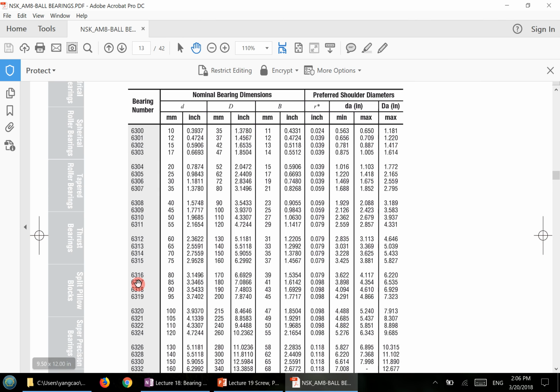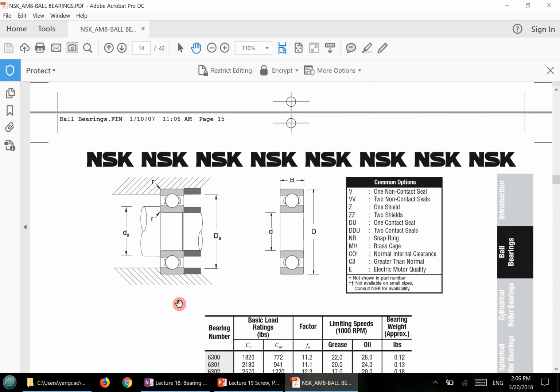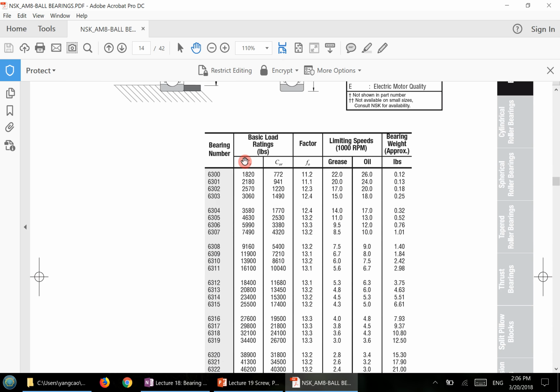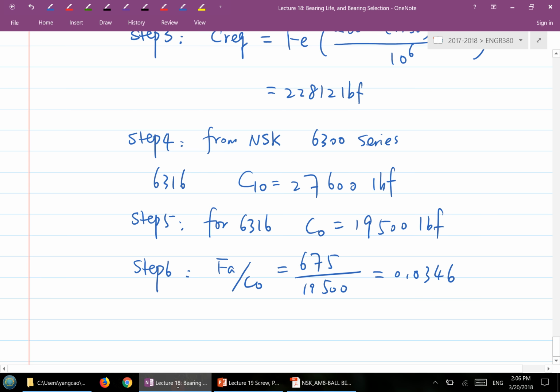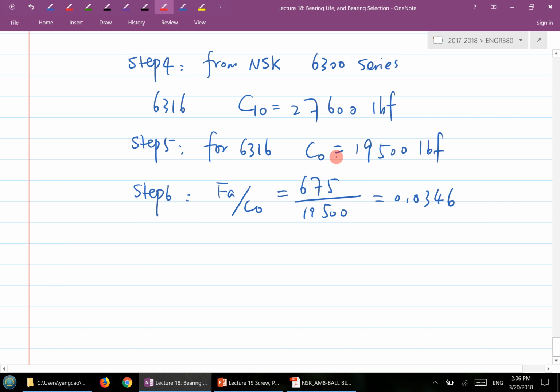So this is the 6316 bearing, and that's the C10 and the C0 reading corresponding to this bearing here, right? With this bearing's C naught and the Fa given, we can calculate the ratio between Fa and C naught, which turned out to be 0.0346.